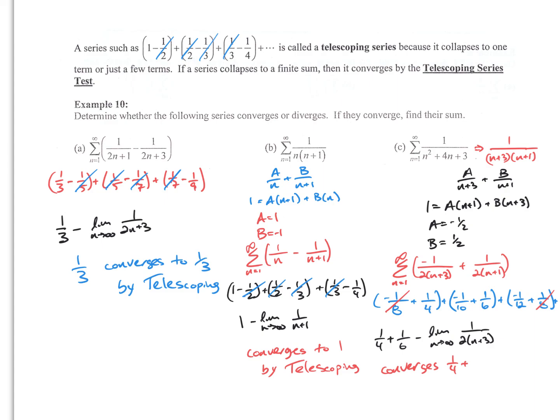All right, so now what does it converge to? 1/4 plus 1/6. Now, could you actually do the math on it? Yes, you sure could. And if you did the math on it, what'd you get, Harshna? 5/12. I agree. By telescoping. All right. Pretty good.